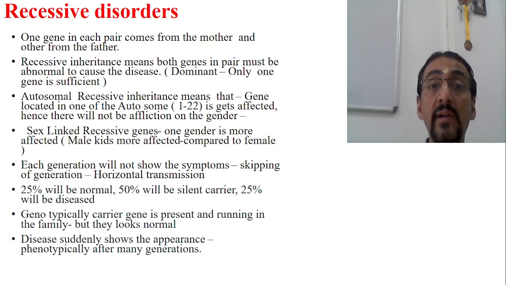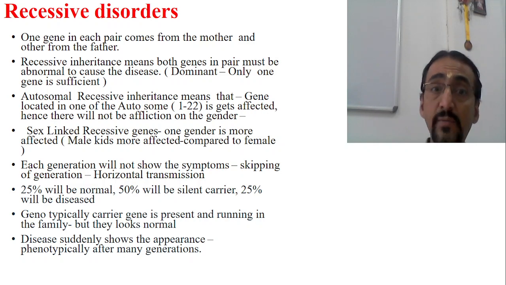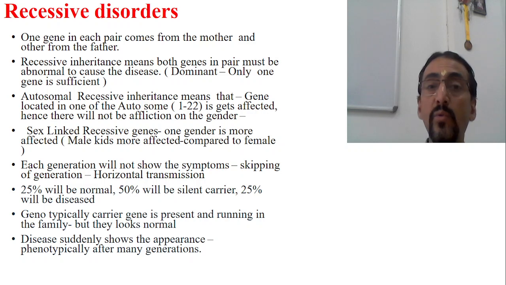Autosomal recessive inheritance means that the gene is located in one of the autosomes. Now we are talking about autosomal recessive disorders, which means the problem is happening in autosomes 1 to 22. If one of the genes present in chromosomes 1 to 22 is affected, hence there will not be any affliction of gender.